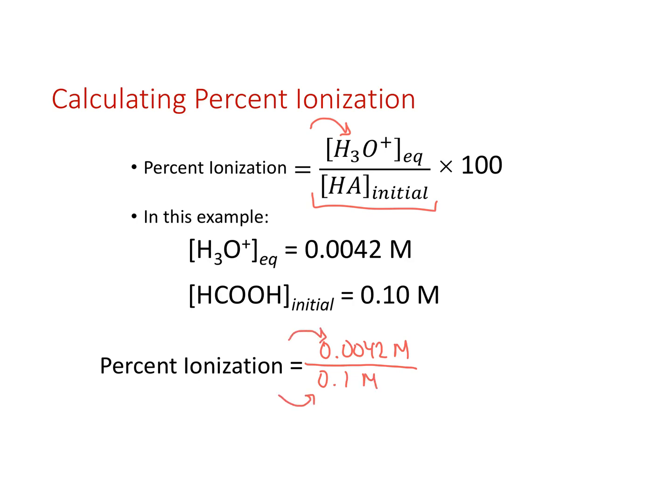Here's how much ionized. Here was the total amount we had in the solution. Multiply that by 100 to confirm that yes, this is a weak acid, because only 4.2% of that acid ionized. So if I put 100 molecules of this in solution, 96 would stay as formic acid in solution, and 4 of those molecules would actually ionize into hydronium and formate.